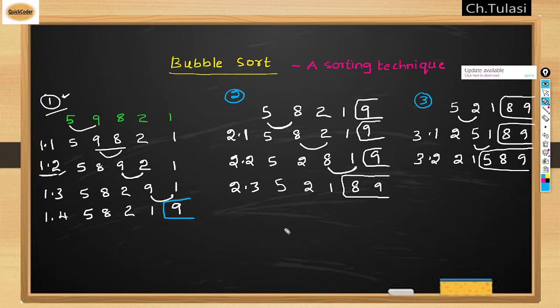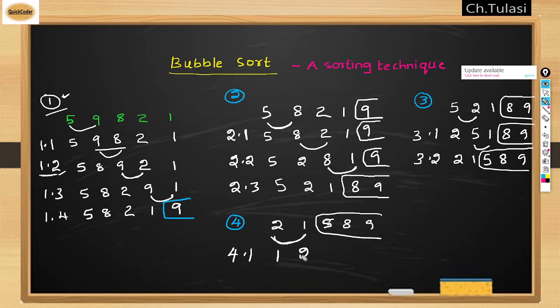Now go with the fourth iteration, fourth traversal. In the fourth traversal, what you can observe is that 5, 8, 9 are already in ascending order. In the fourth traversal, first comparison, compare these two. 2 is big, 1 is small, so swap them: 1, 2, 5, 8, 9. This is in ascending order.